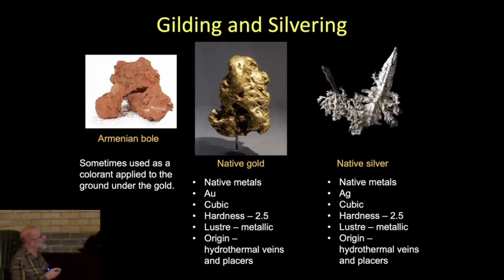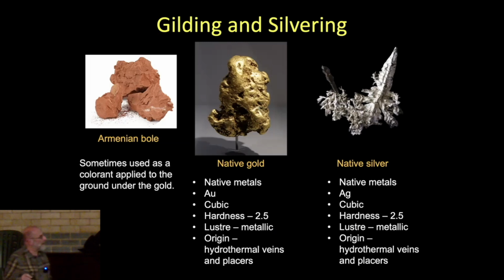I need to mention our Armenian bole. That's basically a fossilized earth that comes initially from Armenia, although Armenian bole comes from lots of places other than Armenia. It was used medicinally, but it's also quite important to use as a ground under the gold so that the gold had something to sit on and stick to the canvas or whatever it was you were using.